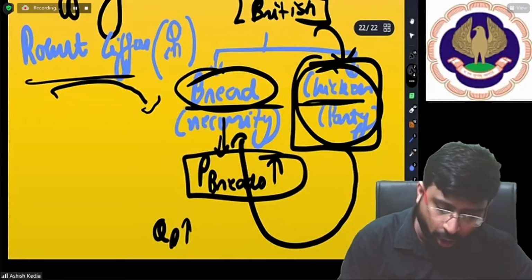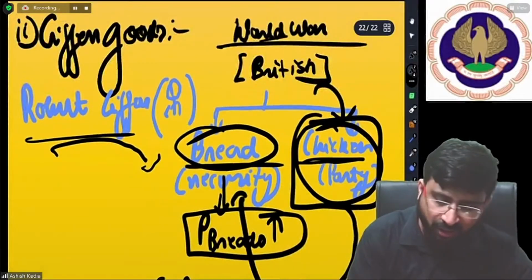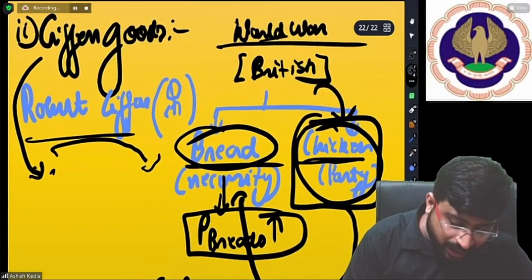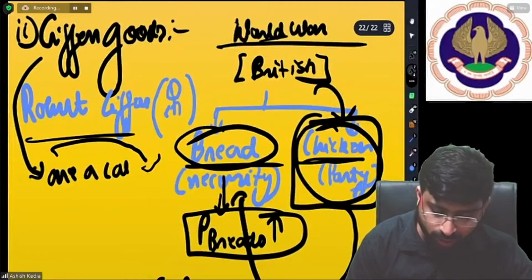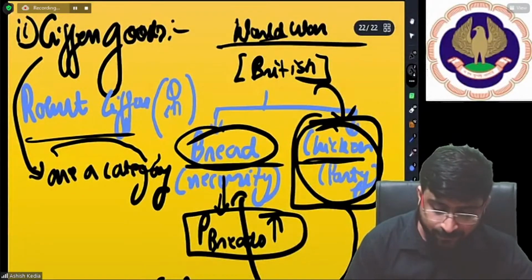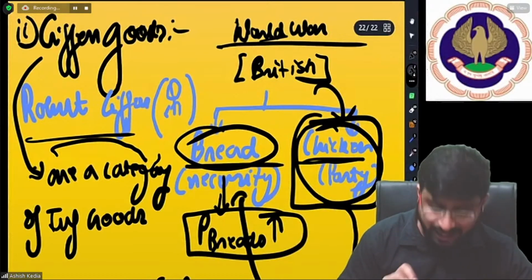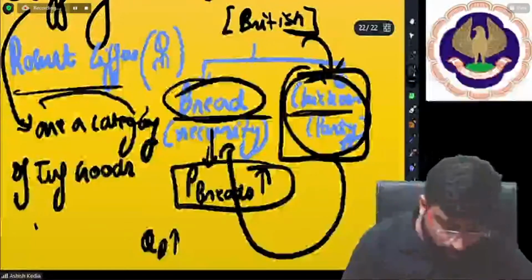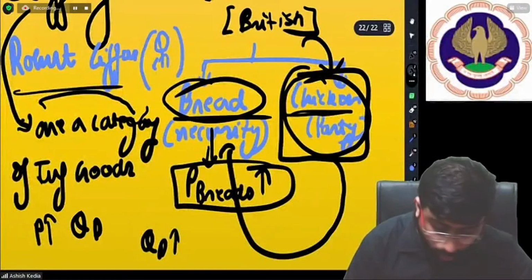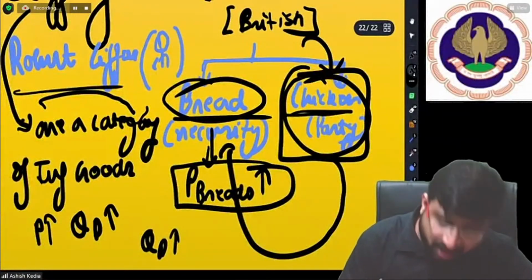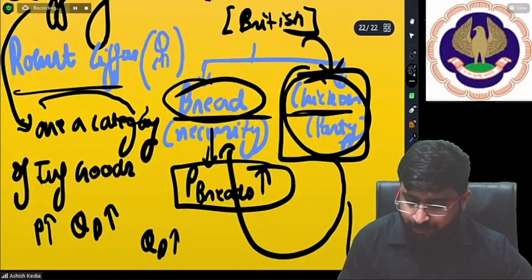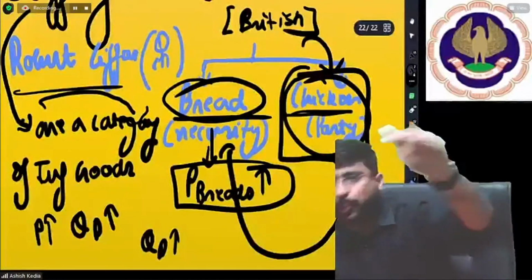Robert Giffen called these Giffen commodities, Giffen goods. So remember, Giffen goods are a category of inferior goods whose rise in price will not result in a fall in demand. It will result in a rise in demand. So it will have a demand curve like this, upward sloping, not downward sloping.